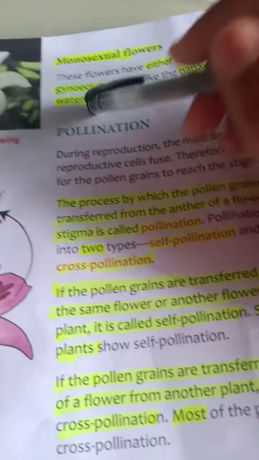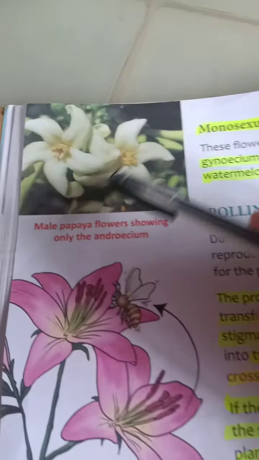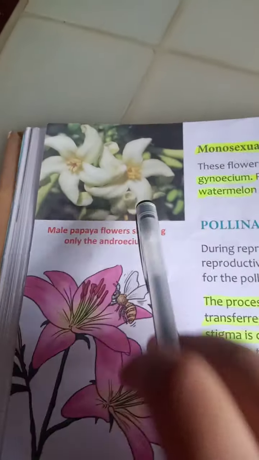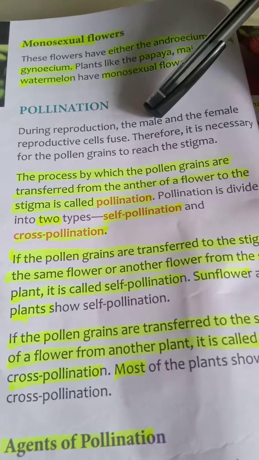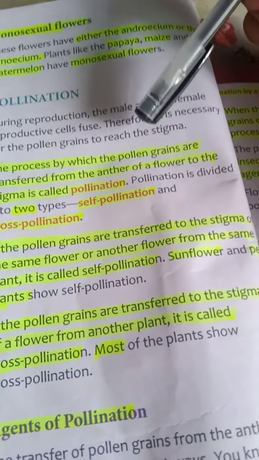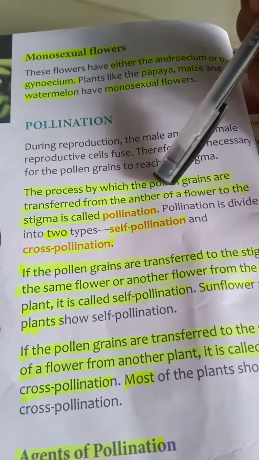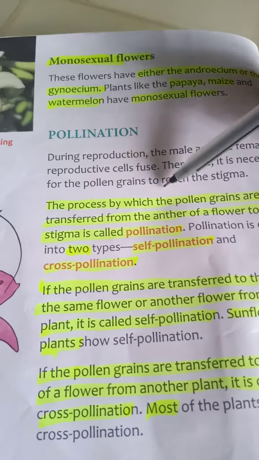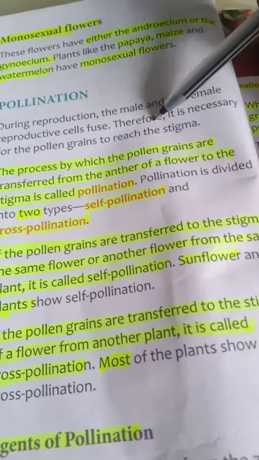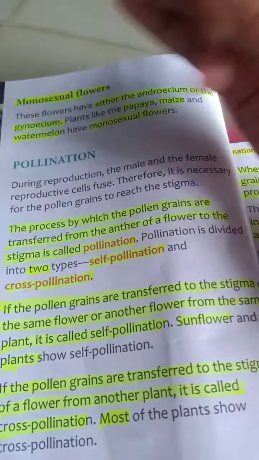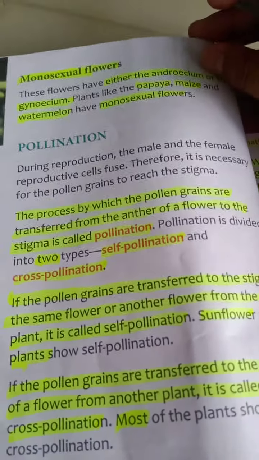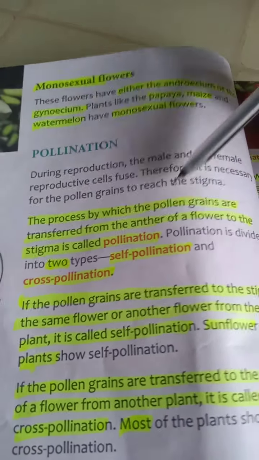Now we will learn about pollination. These are male papaya flowers showing only the androecium. Now we are going to learn what is self-pollination and what is cross-pollination. During reproduction, the male and the female reproductive cells fuse. Therefore, it is necessary for the pollen grains to reach the stigma. It means that when reproduction is going on, the male and the female reproductive cells fuse together in order to form a new individual.